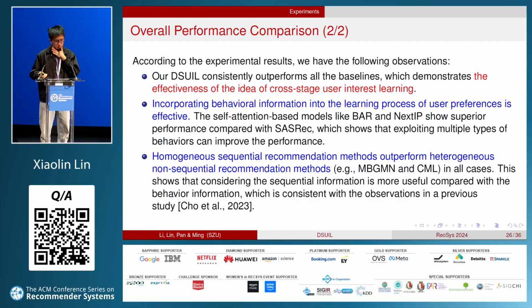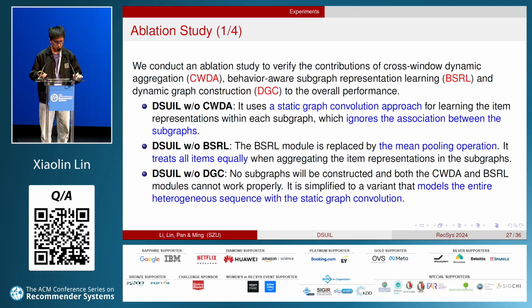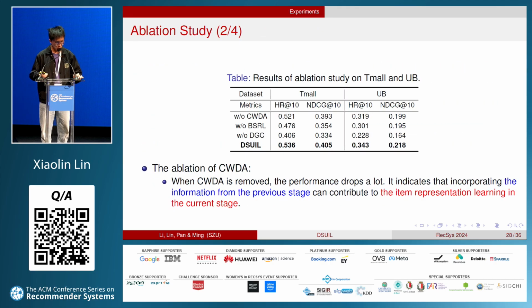We also performed an ablation study to assess the contribution of three modules: the cross-window dynamic aggregation module, behavior-aware subgraph representation learning, and dynamic graph construction. We can see that the performance degrades when we remove each module. This confirms the importance of the three modules in our method.